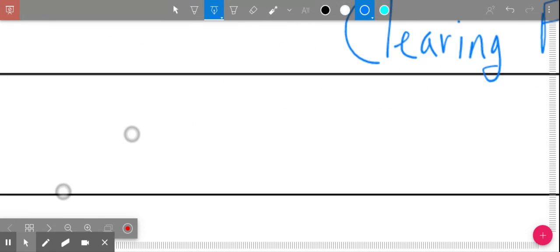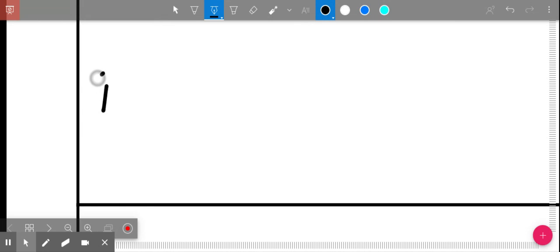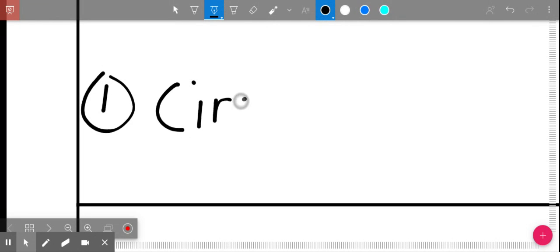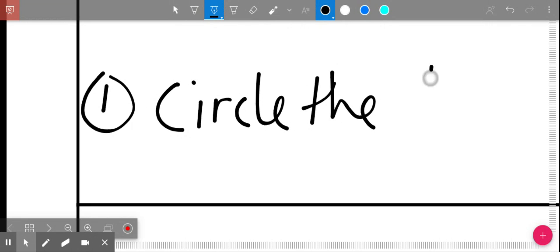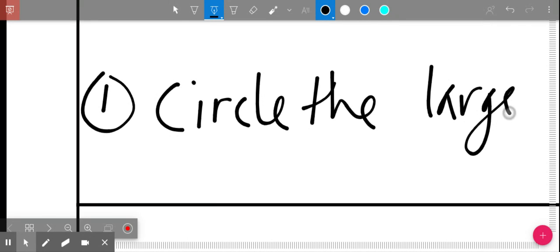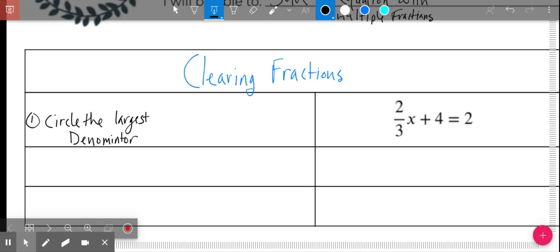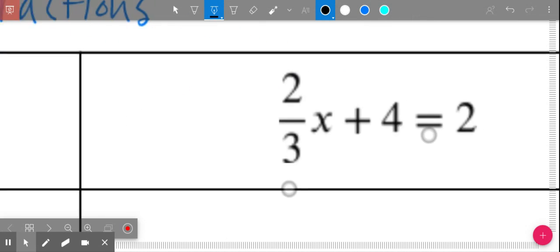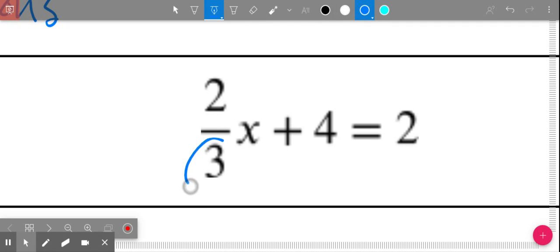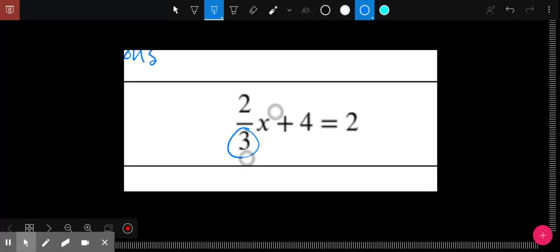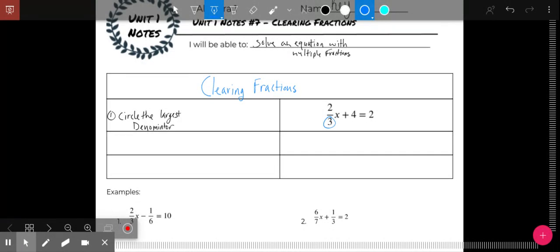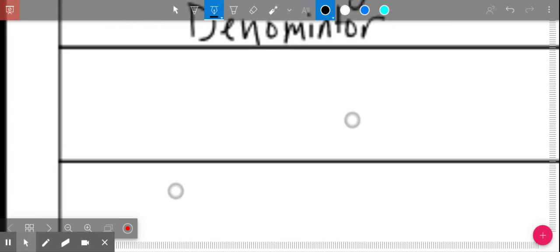So our very first step for clearing fractions, step number 1, is to circle the largest denominator. And remember, the denominator is the number on bottom. Okay, so we're going to circle the largest denominator. In this one, there happens to only be 1. Okay, so we're going to circle the largest, which is 3. Okay, so that's step 1. Pretty easy step.